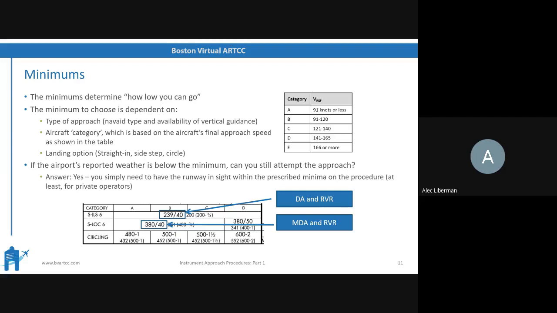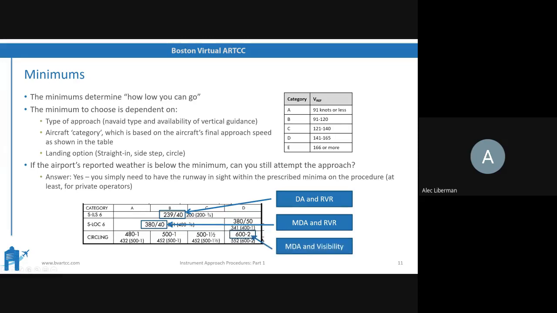Question is, what does the S mean? S-ILS and S-localizer means straight in. That's the S over here. So we're looking at straight-in approaches, and that is compared to the circling minima that are at the bottom here.